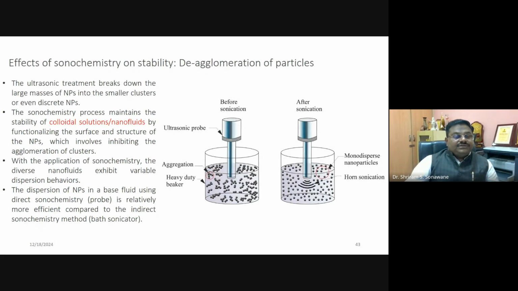With the application of sonochemistry, the diverse nanofluids exhibit variable dispersion behavior, right? So in the first slide, if you see, there is aggregation of the nanoparticles with the help of an ultrasound probe of different kilowatts. We can see the dispersion of the nanoparticles throughout the system. So monodispersed nanoparticles after sonication you can see, and this may be used as a means to stabilize the nanoparticles in the base fluid, and that particular fluid, which is a combination of solid nanoparticles and liquid, referred to as a nanofluid, may be a stable nanofluid. Next slide.